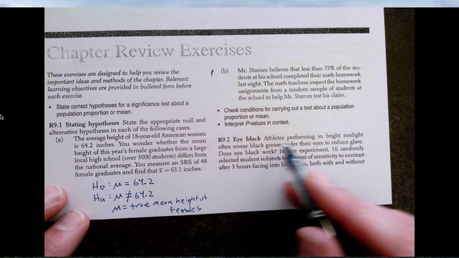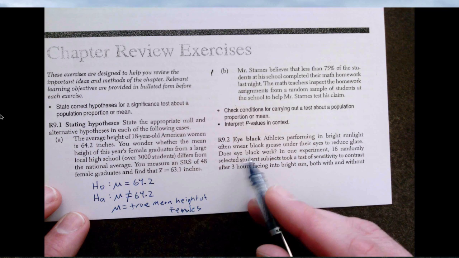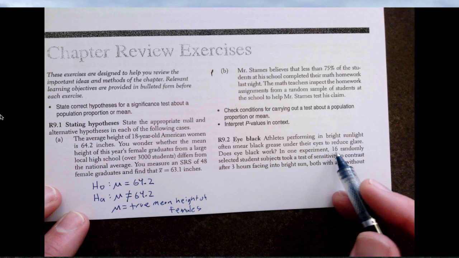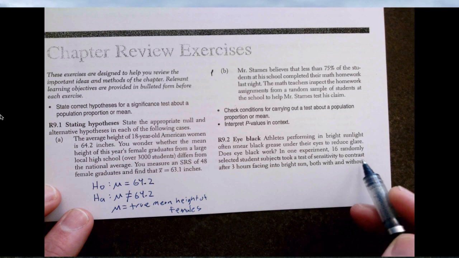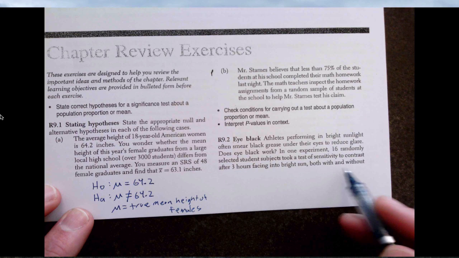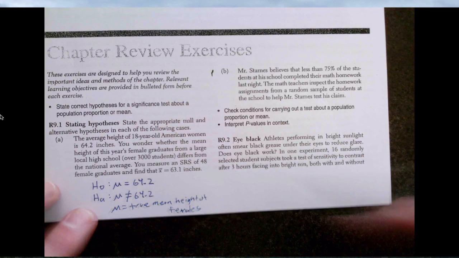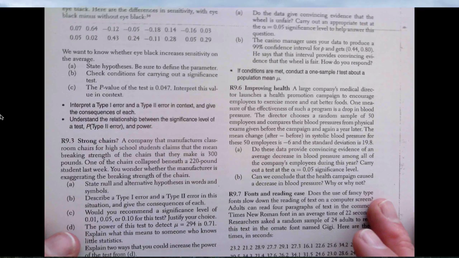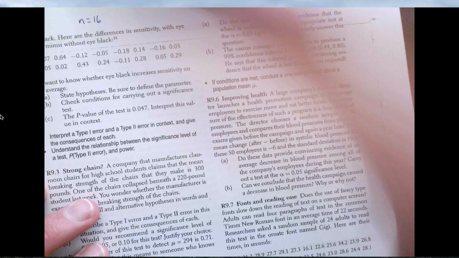9.2, eye black. Athletes performing in bright sunlight often smear black grease under their eyes to reduce glare. Does eye black work? In one experiment, 16 randomly selected subjects took a test of sensitivity to contrast after 3 hours facing into bright sun, both with and without the eye black. So the N is 16. Here are the differences in sensitivity with eye black minus without eye black. Again, our N was 16, and there should be 16 values there.